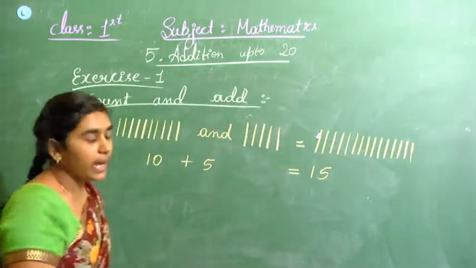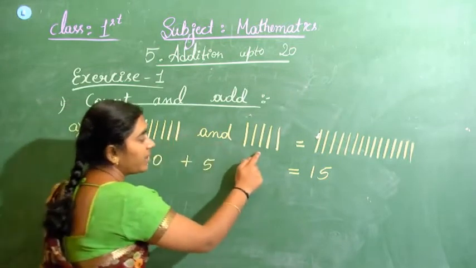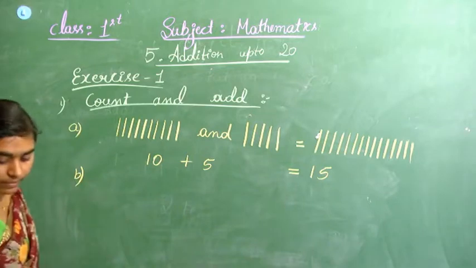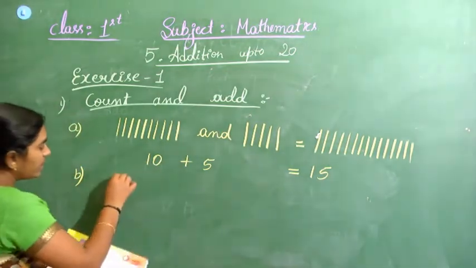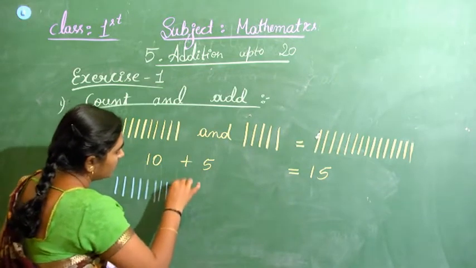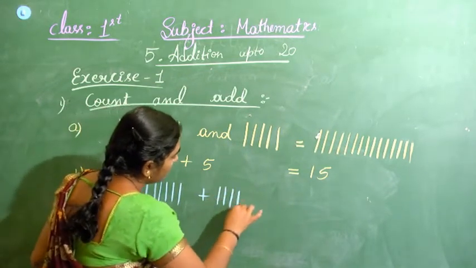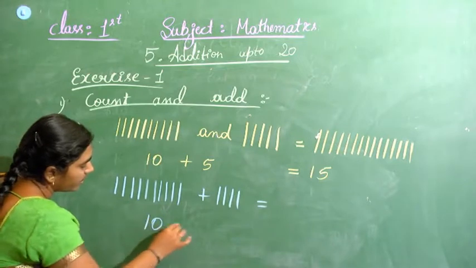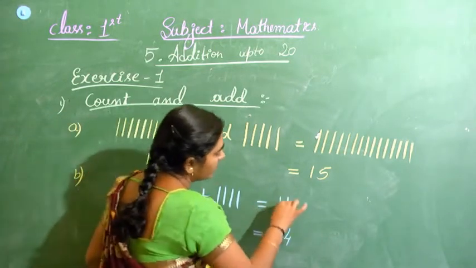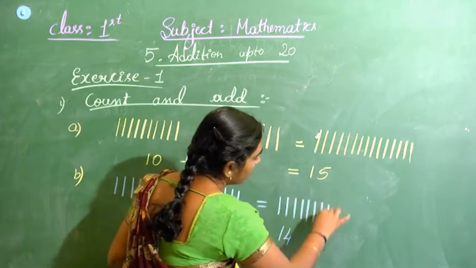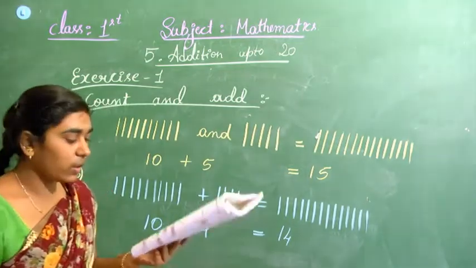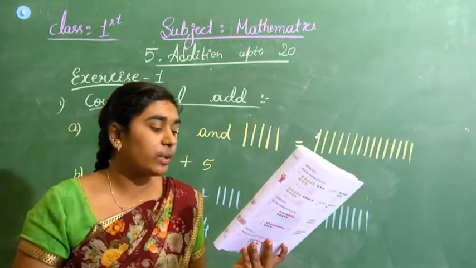Like this you need to add. Make a bundle of 10 plus 5. 10 plus 5 is 15. The second one is 10 plus 4. How much is 10 plus 4? It is 14, right? You need to draw 14 lines. Similarly, you can do that.